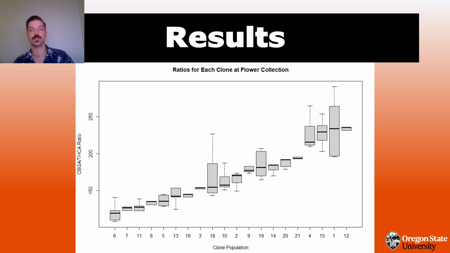These box plots demonstrate the segregating nature of the levels of CBGA in the population, and that the distribution is not random, but actually related to the clonal population. You'll see it's not like 6 has some values down here, around a ratio of CBGA to THC of around 100, and some that are up near 250. But they're all clustered in the same region, and that's pretty much the case for all of these different clones.